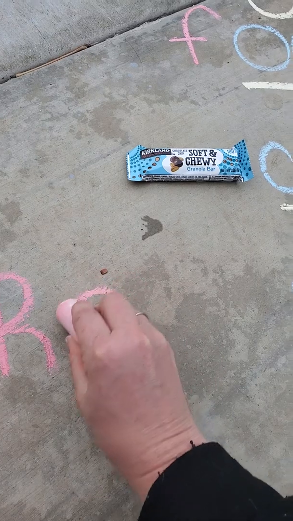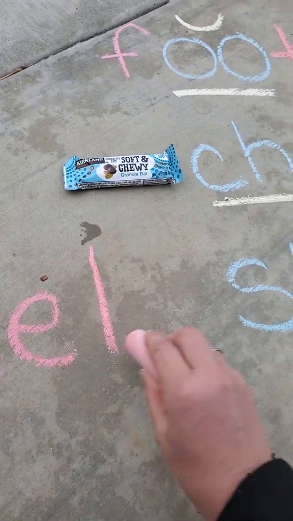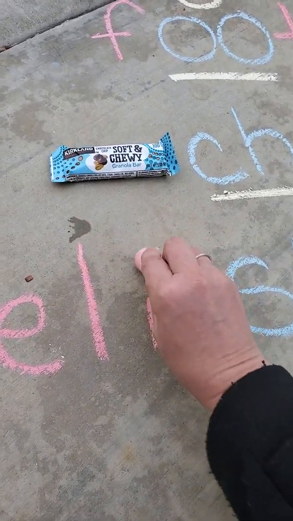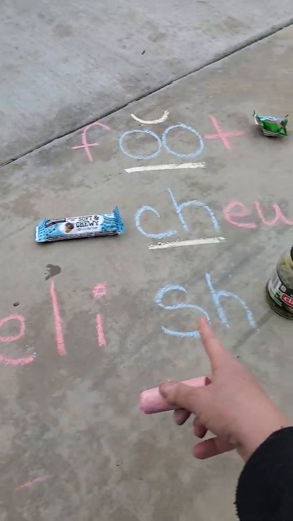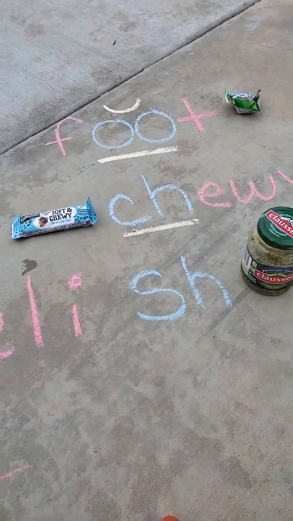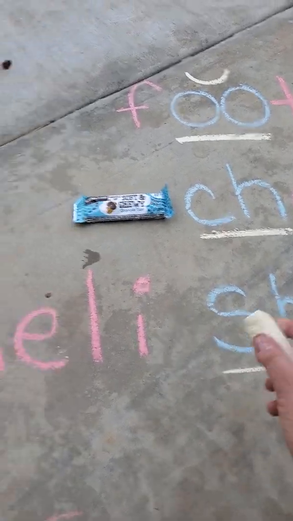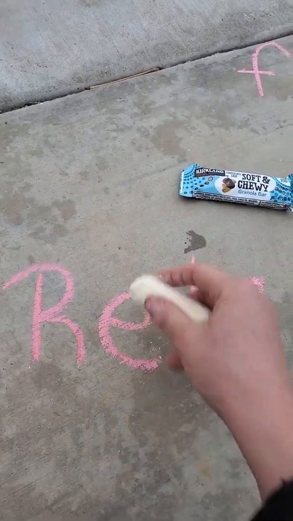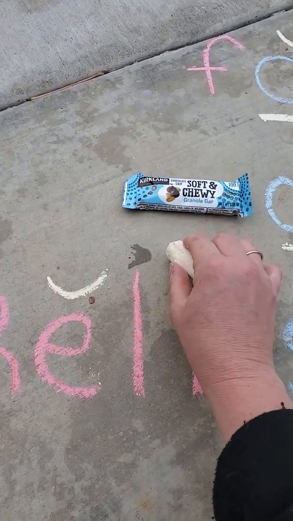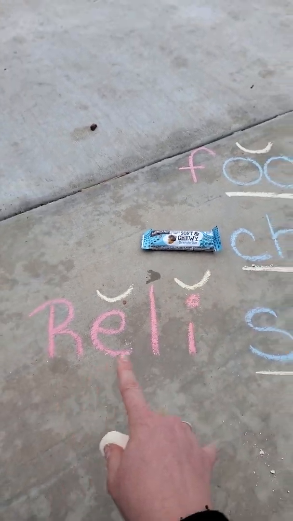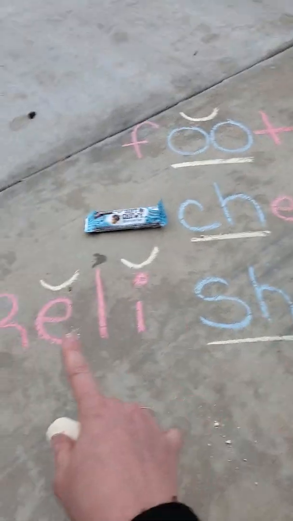That's an E. L, that's an L. Shh. So relish. But I have to code it, so I have to underline my digraph. And remember, this is short, so breve. Another breve, because that's short. So relish. So I found some relish.